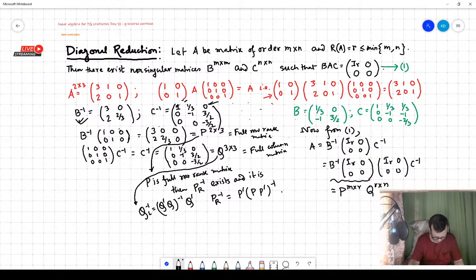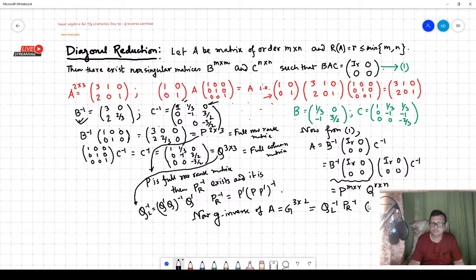Now the G inverse of A, that is G whose order is 3 cross 2, then this should be QL inverse PR inverse. Please do it yourself.